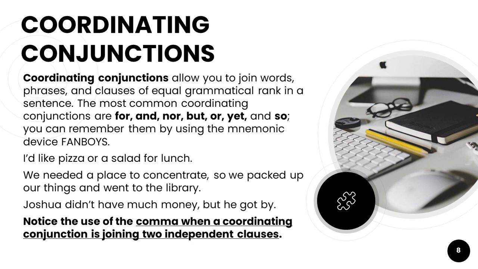So, it's two clauses. I'd like pizza, and then we inserted or here, and then a salad for lunch. So two independent clauses, and we combine them. So it's very parallel sentences. Therefore, we get a very elegant compound sentence, which is: I'd like pizza or a salad for lunch, using a FANBOYS conjunction, which is the or here.